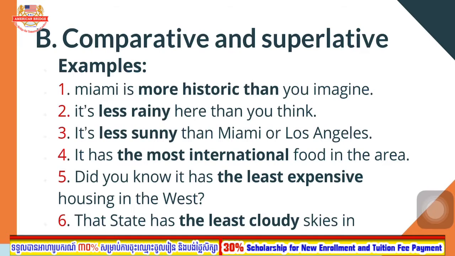Number six, the state has the least cloudy sky in America. So okay, least over here you know already, and look at the word cloudy. Cloudy is an adjective. So number four, number five, and number six are called superlative adjectives, and number one to number three are comparative adjectives.